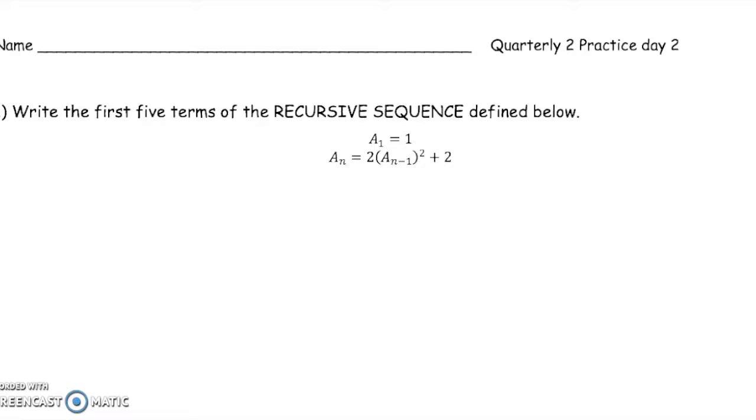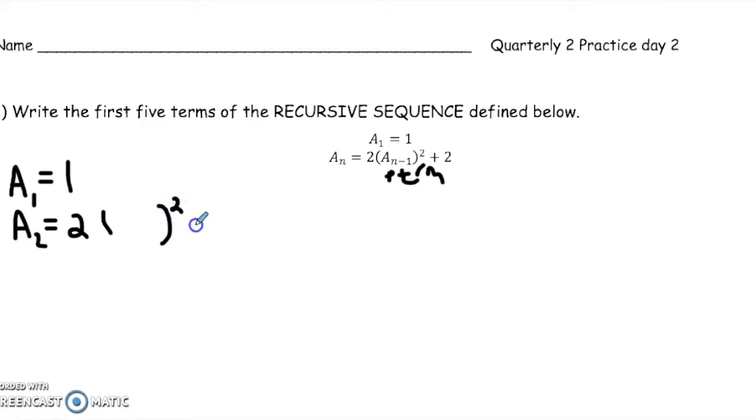Number 1, write the first 5 terms of the recursive sequence. So we know that our first term, by the way, we're on Smart Notebook again because that app is still not on my iPad. A sub 1, that means first term is 1. A sub 2, well, this is the hard part. We have a pattern somehow. This says to take 2 first, and A sub n minus 1 we know means the previous term. So we're going to take the previous term, raise it to the second power, and then add 2.